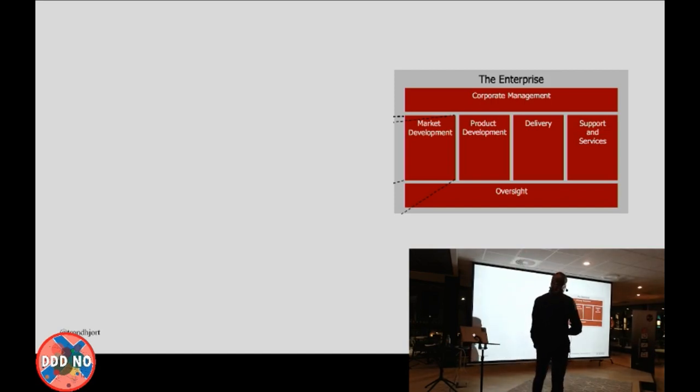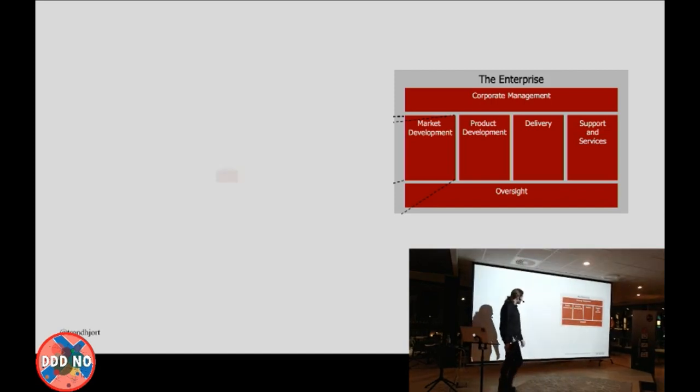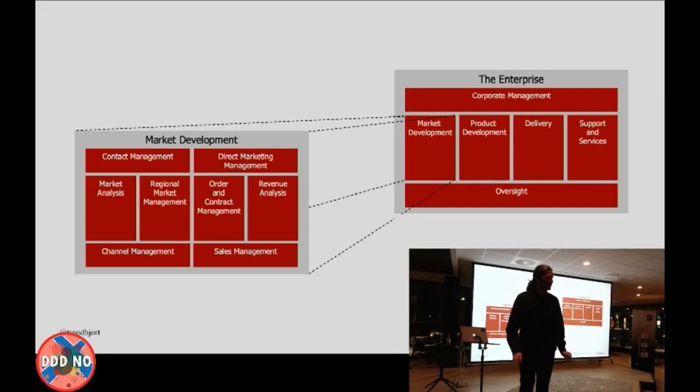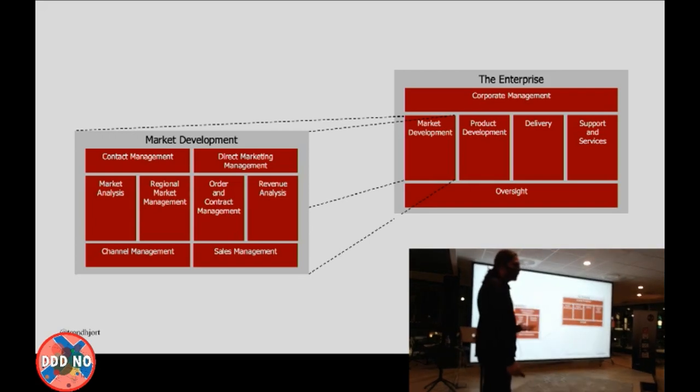And then you break it down into hierarchies, and you say, if you dig into market development, that is composed of a lot of capabilities themselves, right? So you've got contract management, direct marketing management, the whole way, contract management. As I said, they use a lot of management there. I don't like that. So be more creative with the names.